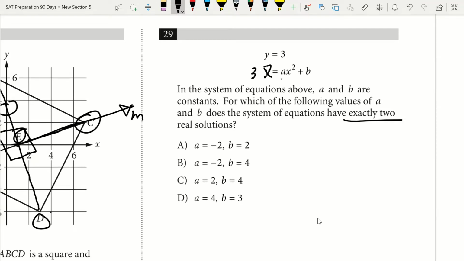Now at this point, I'm going to set this ax squared term equal to the rest of my equation. So I'll have ax squared equal to 3 minus b. I'll subtract b from each side to get rid of it over there.